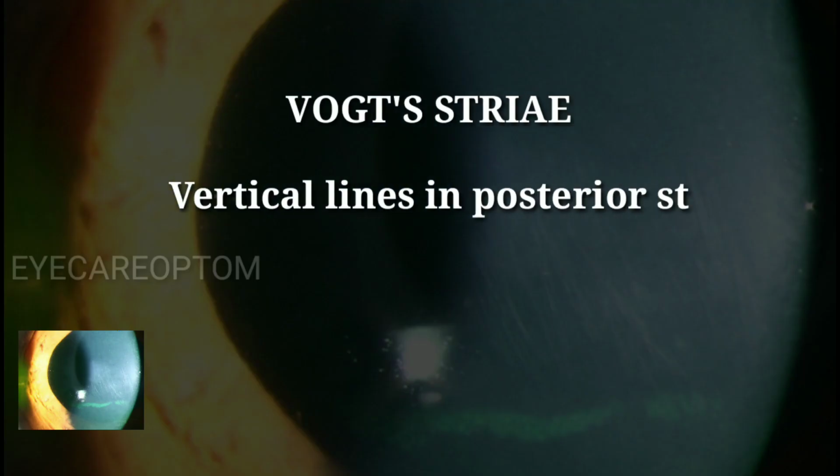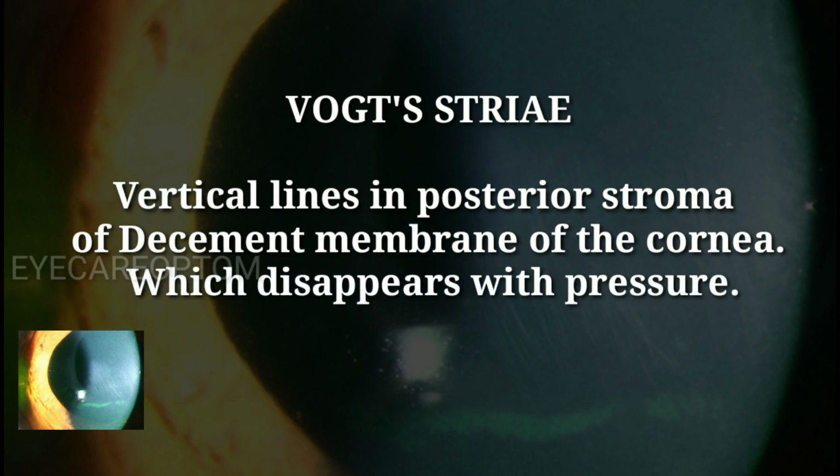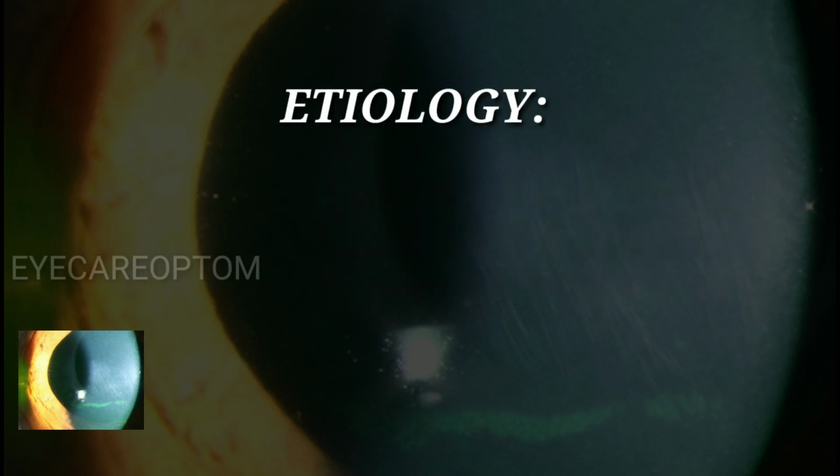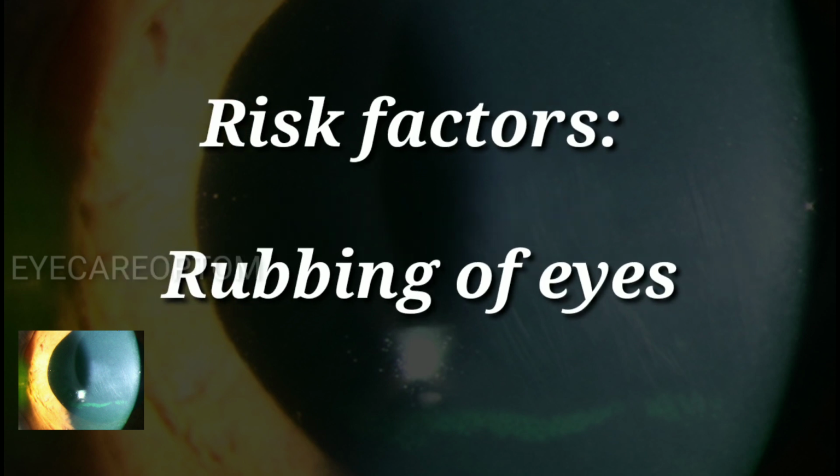It is a condition of Oak striae, vertical lines in the posterior stroma and Descemet's membrane of the cornea, which disappear with pressure. Etiology of this condition: it can be seen in keratoconus and may also be seen in normal corneas. Risk factor of this Oak striae is basically rubbing of the eyes.